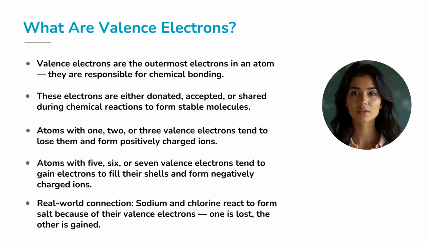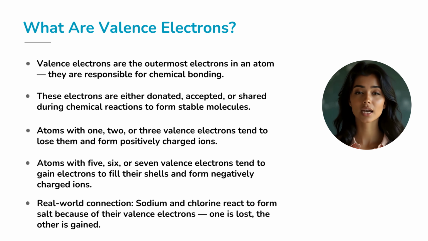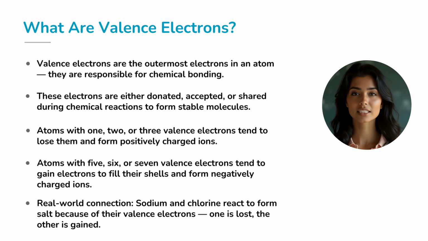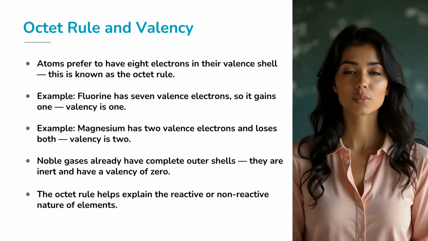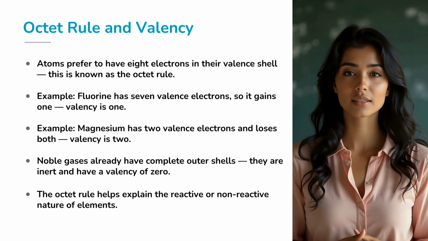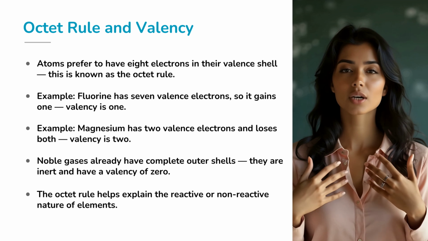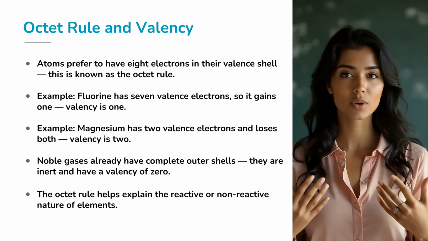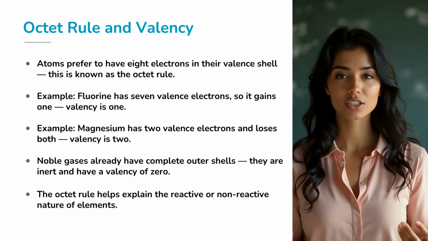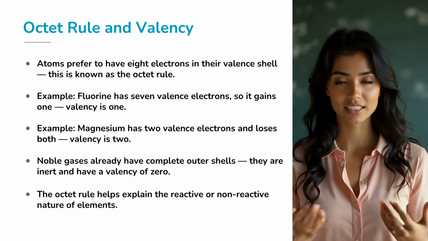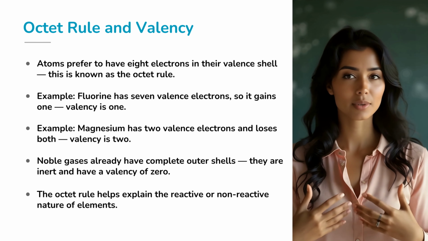That's why sodium, with 1 valence electron, and chlorine, with 7, react so well. Sodium donates 1, chlorine accepts 1. And just like that, you have table salt, NaCl. Let's zoom into the rule behind all this: the octet rule. Atoms are always trying to reach a state where their outer shell has 8 electrons, just like noble gases. That's the sweet spot of stability.